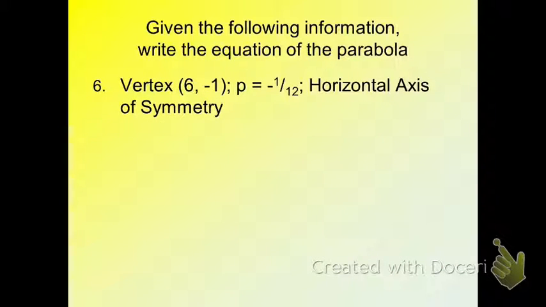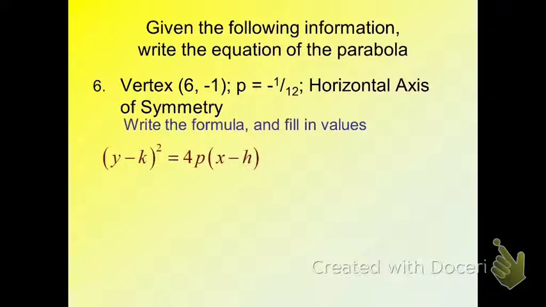So going to the next problem. Horizontal axis of symmetry. So what needs to be squared, x or y? Y. What needs to go in there with the y? +1. What needs to go with the x? -6. And if my p value is -1/12, my 4p is -1/3.